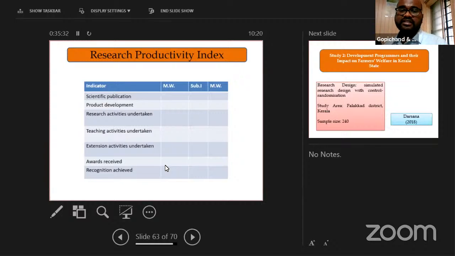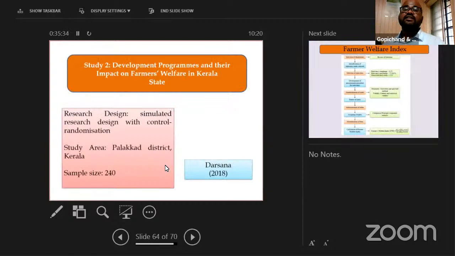The indicators or dimensions here are scientific publication, product development, research activities undertaken, teaching activities undertaken, extension activities undertaken, awards received, and recognition received. The second study is Darshana 2018, development of programs and their impact on farmers' welfare in Kerala. The research design is a simulated research design with controlled randomization. The study area is Palakkad district, Kerala, and the sample size is 240.